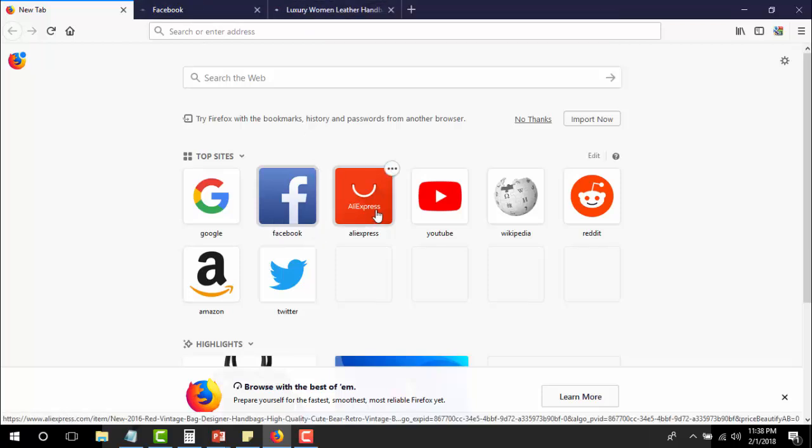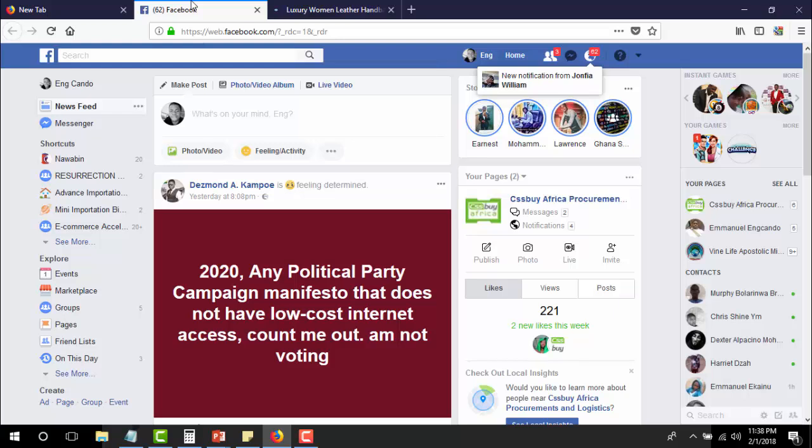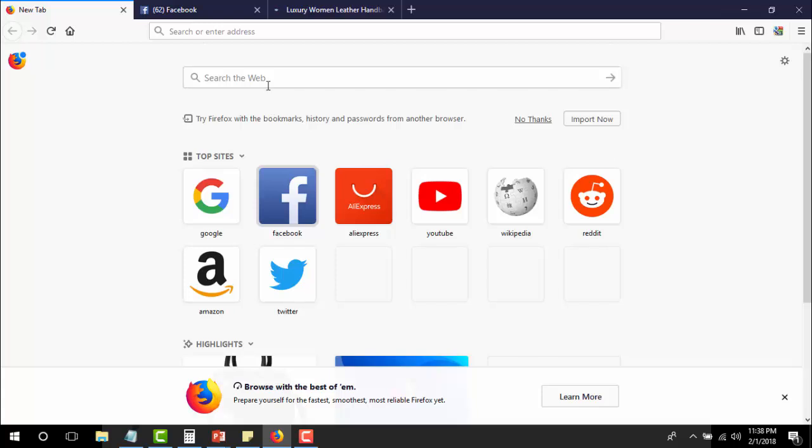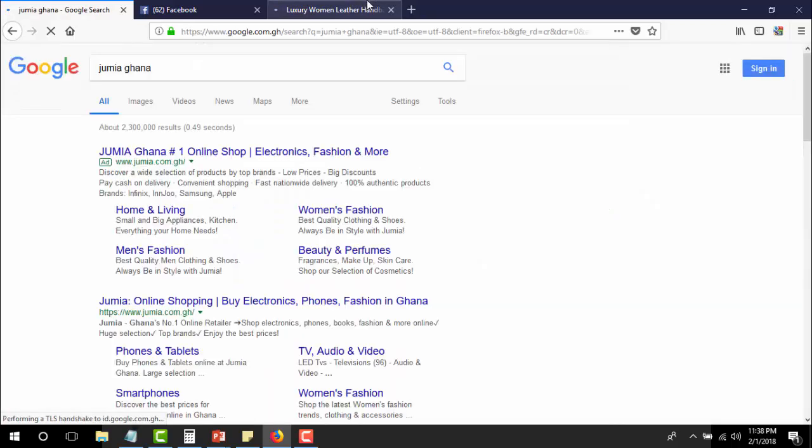You can use Facebook, you can use AliExpress and other retail websites, but I prefer using this one because people from all over the world buy from here. So the data I get from here tells me about the product itself when I'm bringing it down. You can also use Facebook, or your local e-commerce website. In my case, I will use Jumia Ghana.